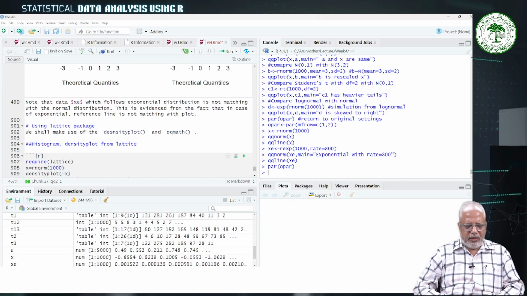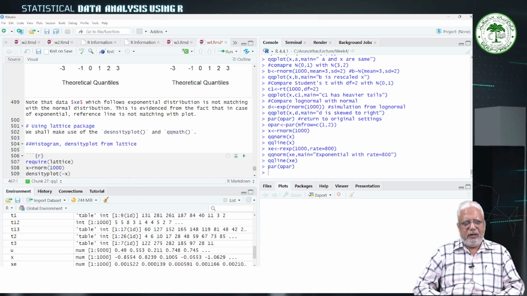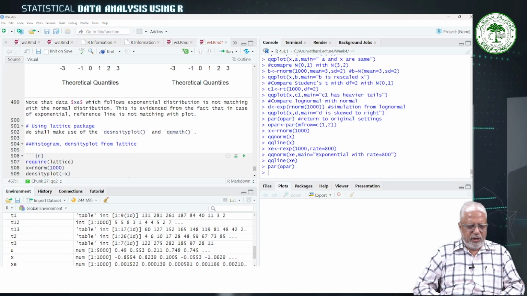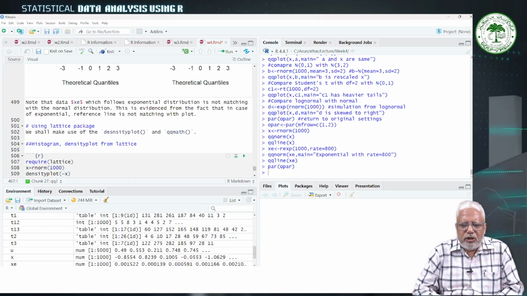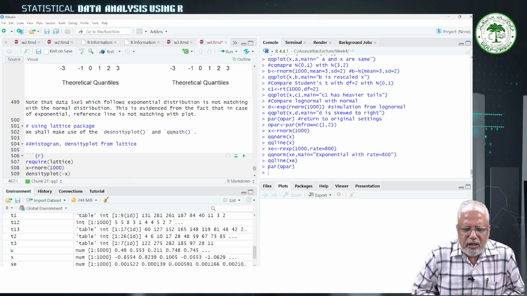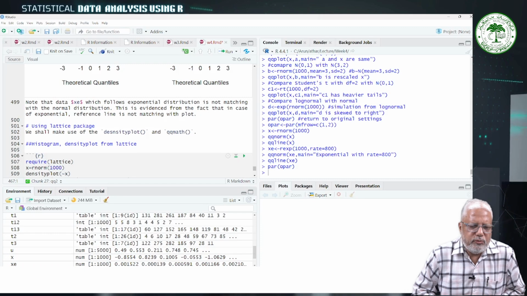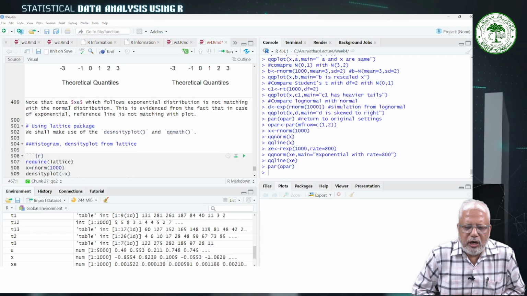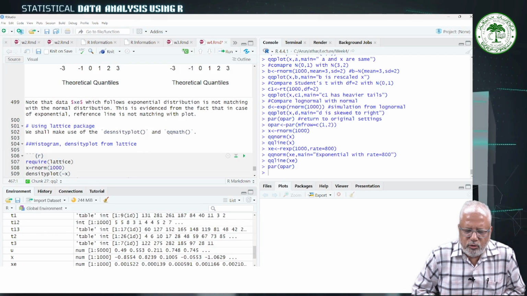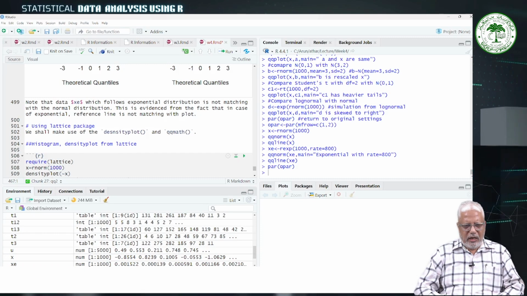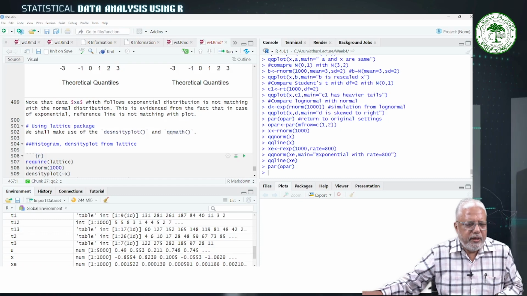Only after the introduction of the lattice package, scientists got attracted towards the use of R, because they had very nice graphics and a lot of graphic facilities. So this is a great contribution by an Indian, Deepayan Sarkar. And this lattice package is part of the core distribution of R, the base distribution. When you download R, out of 21,000 packages, only around 25 packages are in the base, and lattice is one among them.